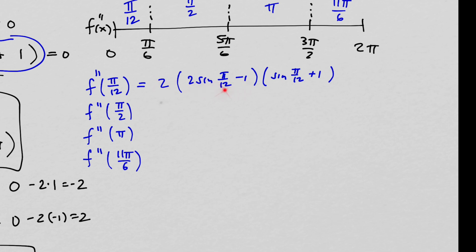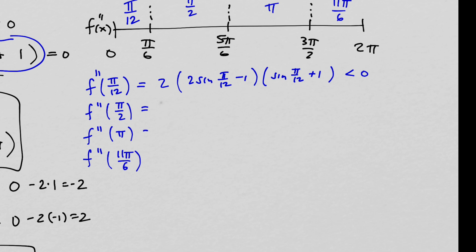Well, sine of pi over 6 is 1/2. Sine of pi over 12 is less than 1/2. So 2 times a number less than 1/2 is a number less than 1. And when you subtract 1, that will be a negative number. So this is going to be negative.